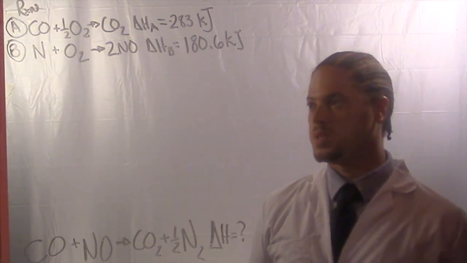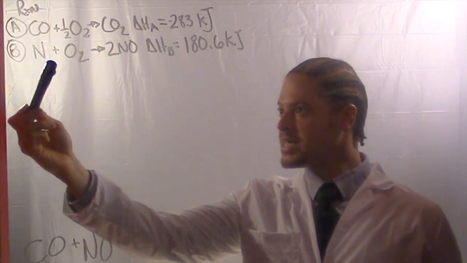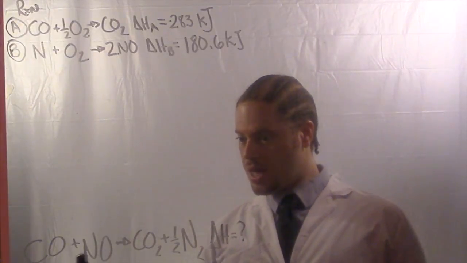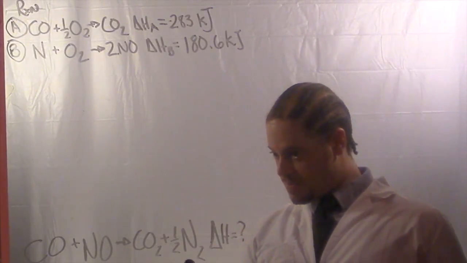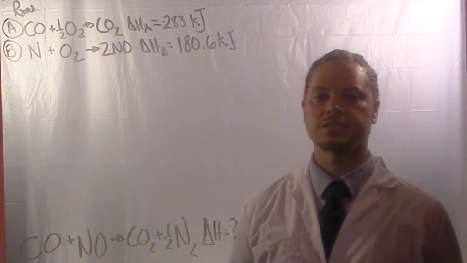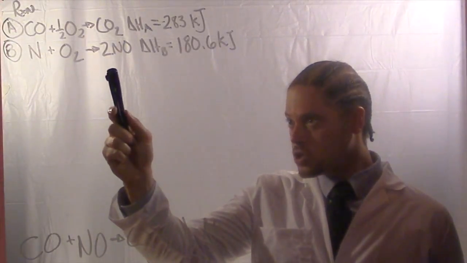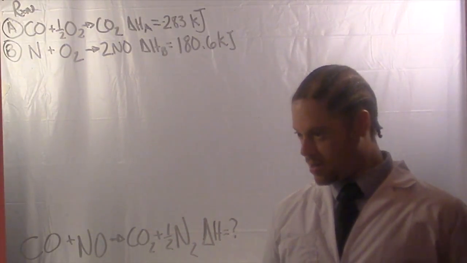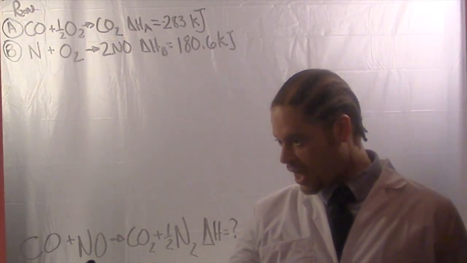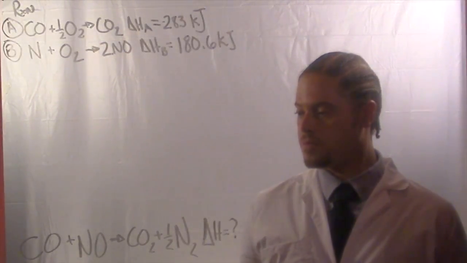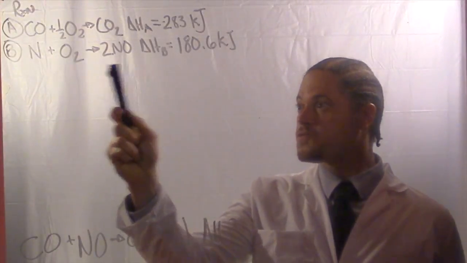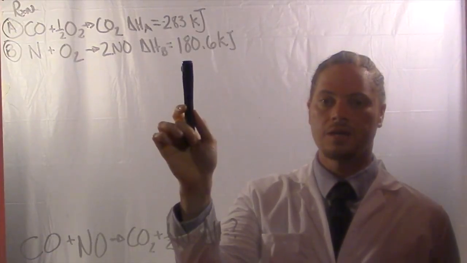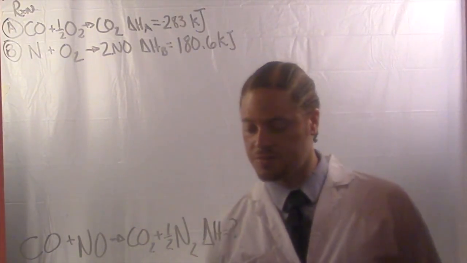Let's look at reaction B. Reaction B has nitrogen and oxygen in the reagents, and we don't have that in our bottom reaction. Reaction B does have two equivalents of nitric oxide in the products, but we need nitric oxide in the reagents. So we will reverse this reaction, and when you reverse it, it changes the sign of the change of enthalpy from positive to negative.